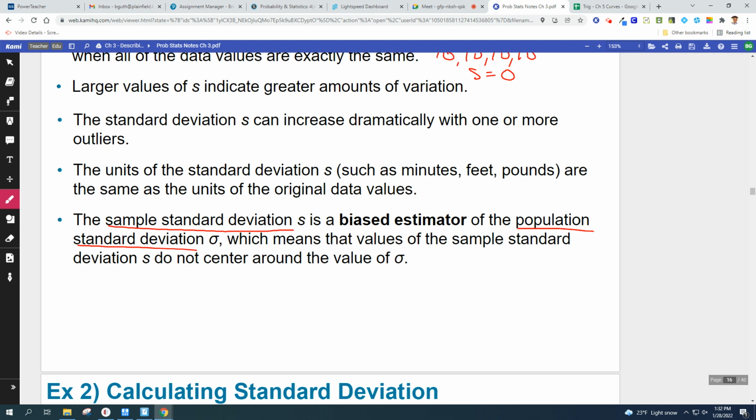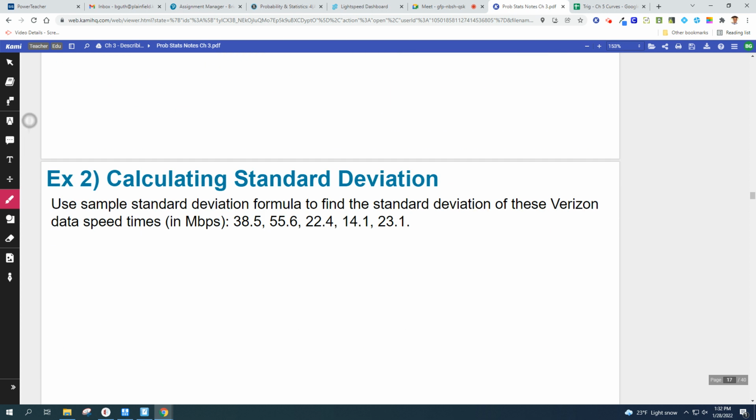So this means that the values of the sample standard deviation S do not center around the value of sigma. We'll come back to this term biased estimator later.